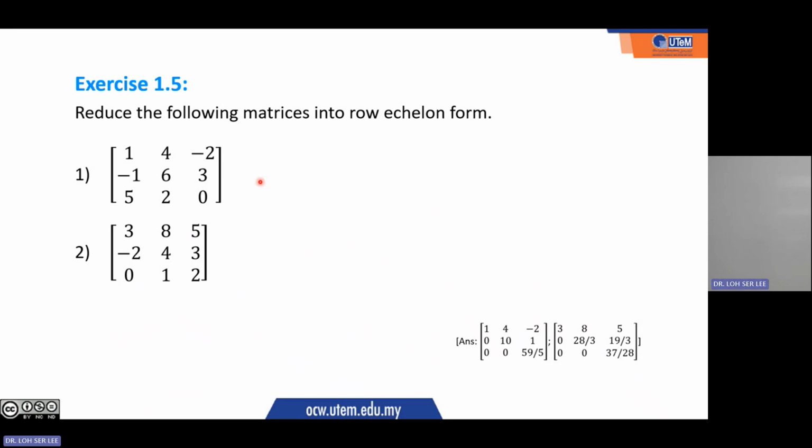Okay, this row reduction is very important because for Gauss elimination, you need this. And also for LU decomposition, you can also use this. So you must know how to reduce the matrix into row echelon form.